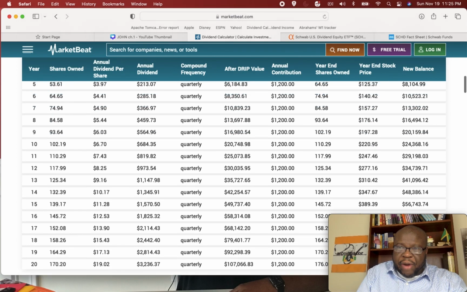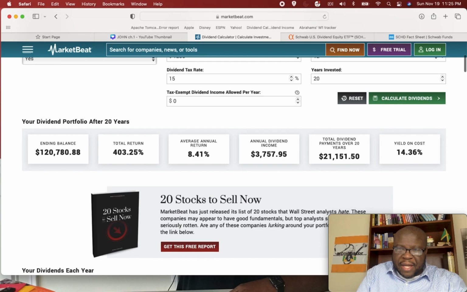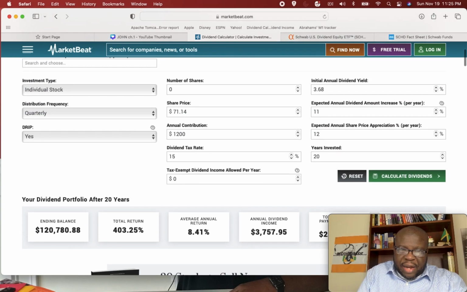Now let's try to crank this up. Instead of $100 a month or $1,200 a year, let's do $500 every month. $500 a month times 12 months is going to be $6,000 a year. So let's go up to $6,000 annual contribution, that's $500 a month. Now let's look at where we are after 20 years.